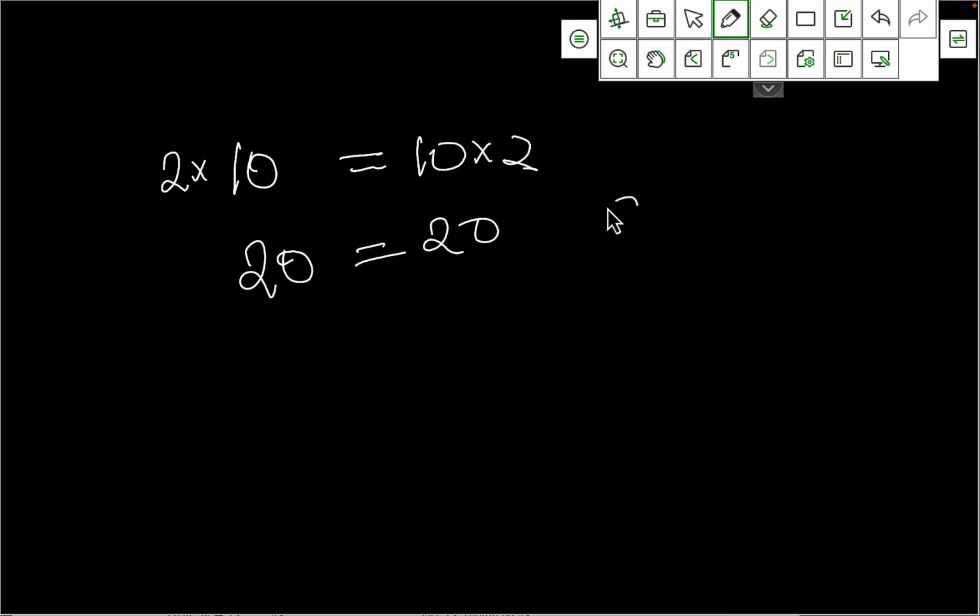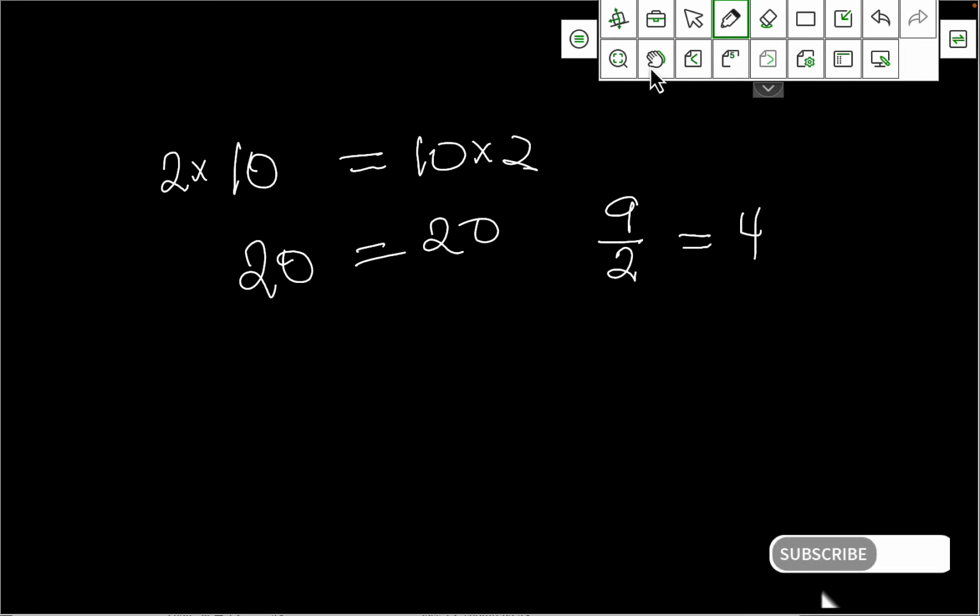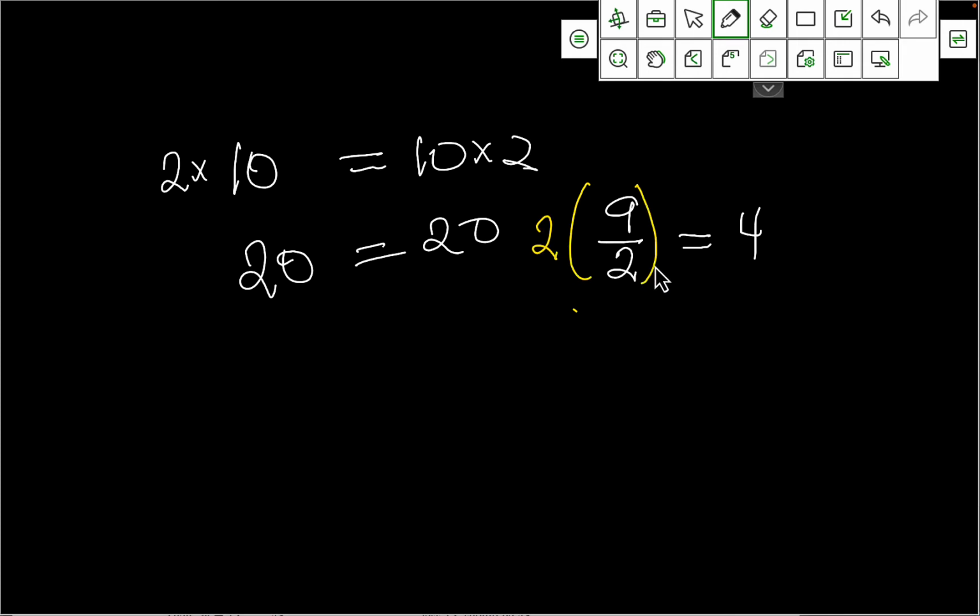For instance, I have a over 2 is equal to 4. Now my goal is to find the value of a. But this is a fraction. What do I have to do? I can decide to multiply the whole of this side, the left side of equality, by 2, and because I'm multiplying by 2, I have to also multiply this by 2. So 2 times a over 2 is the same as a, and 4 times 2 is 8. So you find your value for a.